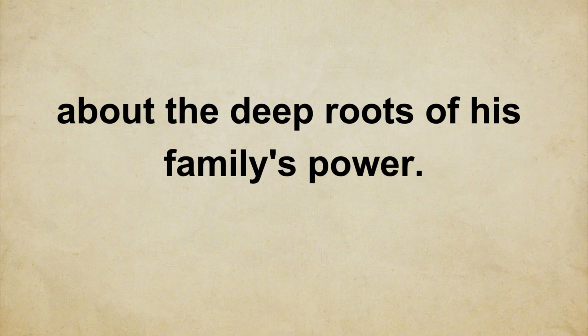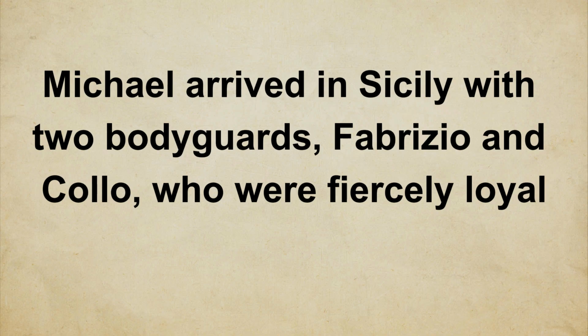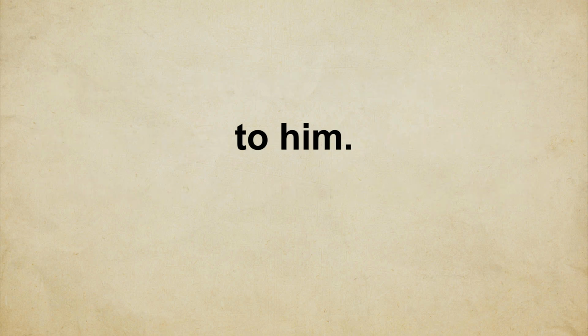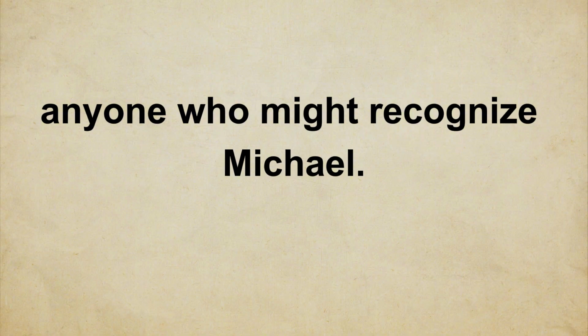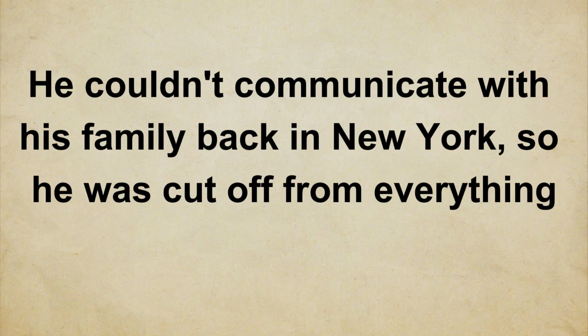Michael arrived in Sicily with two bodyguards, Fabrizio and Colo, who were fiercely loyal to him. They traveled together through the countryside, staying in small villages and hiding from anyone who might recognize Michael. He couldn't communicate with his family back in New York, so he was cut off from everything.